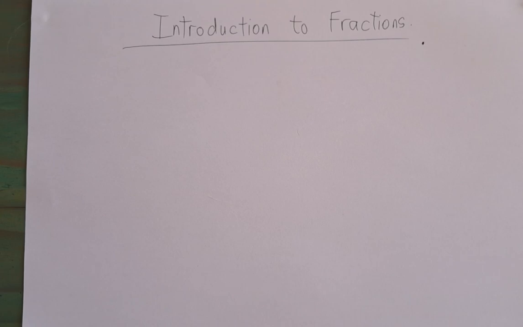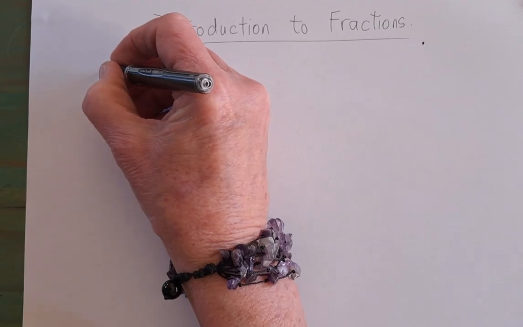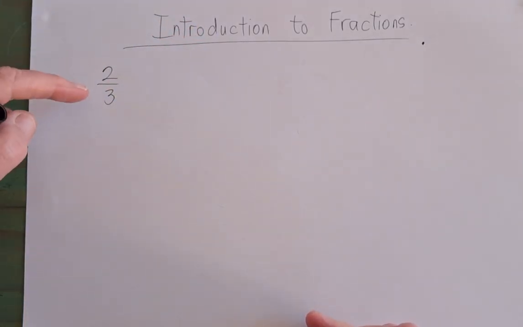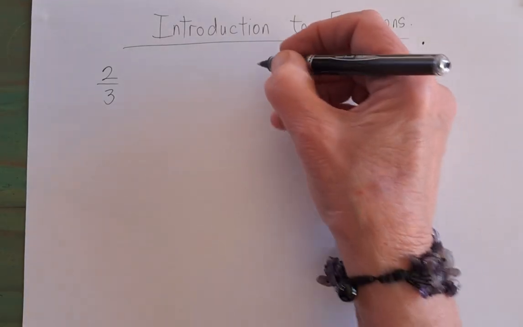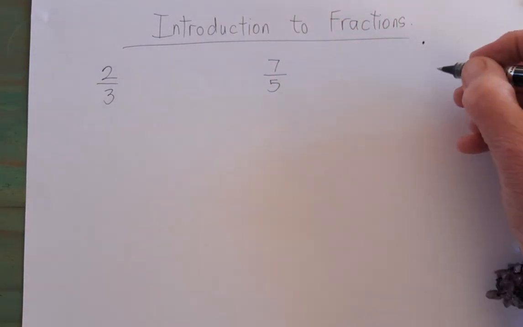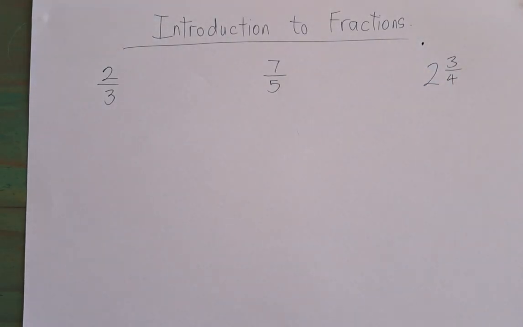Today we're going to have a look at fractions and see what they look like, what they're made up of, and try to understand them a little bit better. So I'm going to write down 3 ways in which a fraction could be represented to us. We could have 2 over 3, which we can read as 2/3. We could have 7 over 5, and as a third example, let's take 2 3/4.